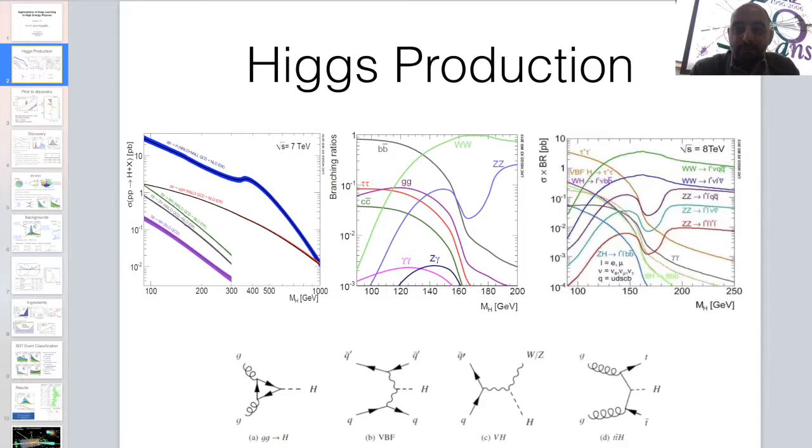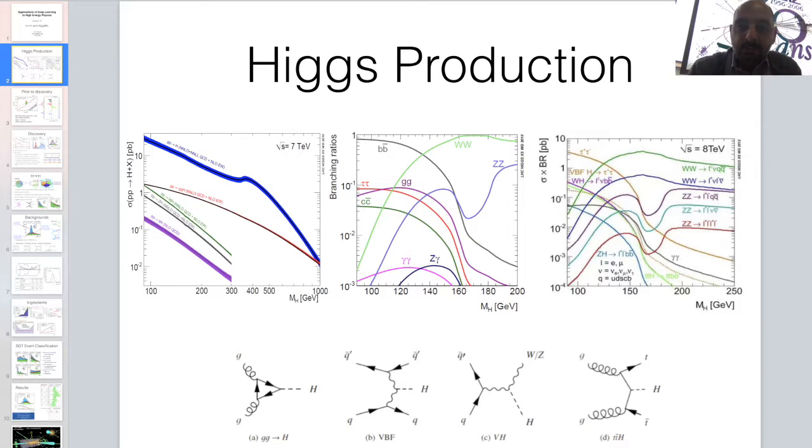And as you scan through the mass, different processes become possible or start dominating and so on. So here you can see the decay of the Higgs, which is the branching fraction. A branching ratio is, if you think about all decays of the Higgs, what fraction of all the decays go to a particular final state.